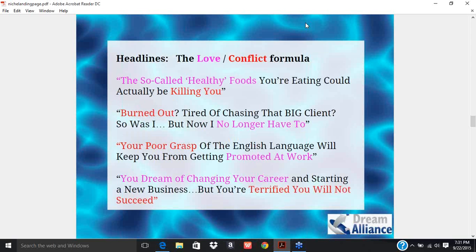But the love conflict formula, you've got to have two elements in a headline. Don't write a headline that says, hey, you're about to get the greatest thing since sliced bread, and you're lucky to meet me. A headline needs to show some kind of positive and then a pain point, all in the same sentence.